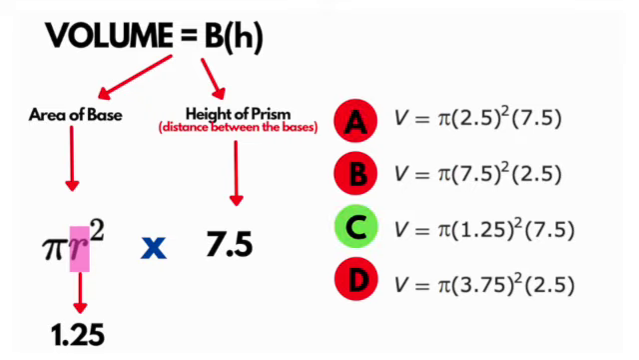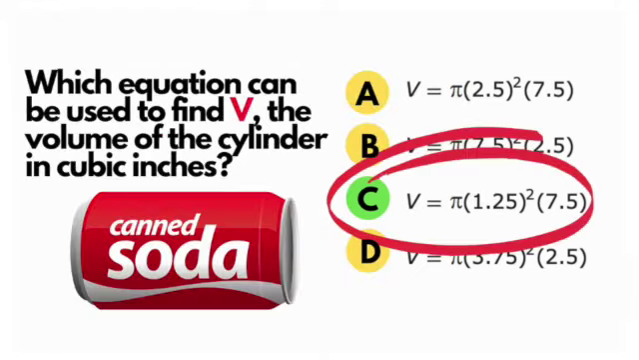So as long as we know how to work with the formula, we can eliminate answer choices. So which equation can be used to find V, the volume of the cylinder, in cubic inches? C. Volume equals pi times 1.25 squared times 7.5.